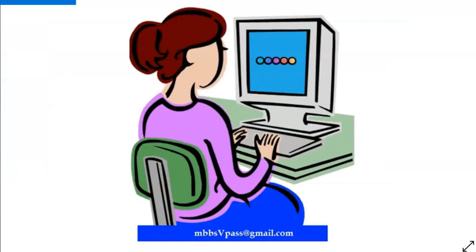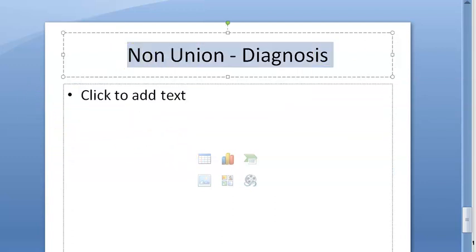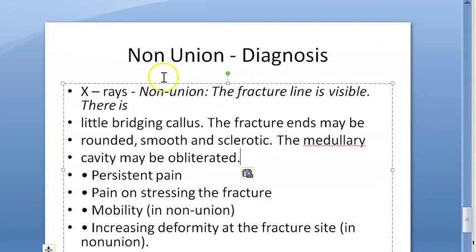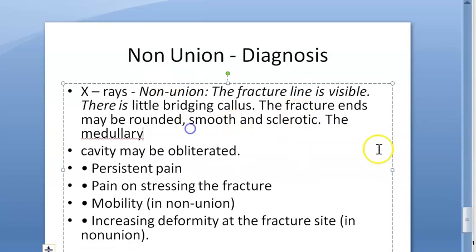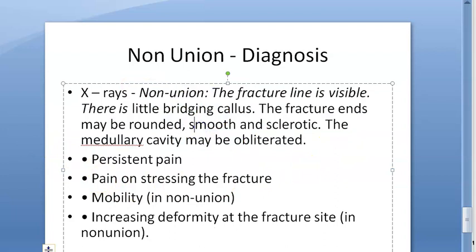Then other things we already told you: pain, mobility in the non-union, right? Increasing deformity, all this will tell you that there is non-union. Look at this. What will you see in the X-ray? You will see that the fracture line is visible. There is little bridging callus. The fracture ends may be rounded, smooth, sclerotic. The medullary cavity may be obliterated. Okay, this is what you'll have to say, what you will see in the fracture.